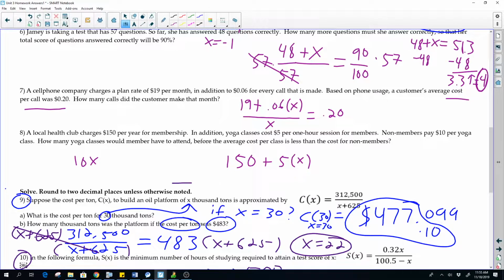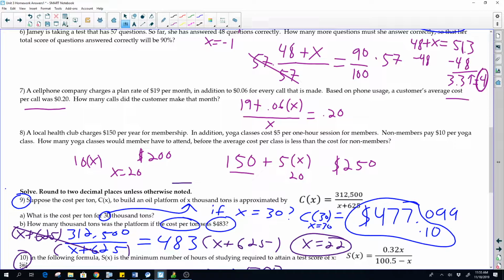So $10 per class. Let's say you do 10 classes, that's 100. No, the 150 is still too much. What if X is like 20 sessions? That'd be $200, because it's $10 per session for non-members. And if you paid that 150 membership fee and then did 20 sessions, that's 20 times 5, which is 100. That'd be $250. So that'd still be cheaper for non-members. So you've got to do more than 20 sessions to use that membership fee and get a good deal.